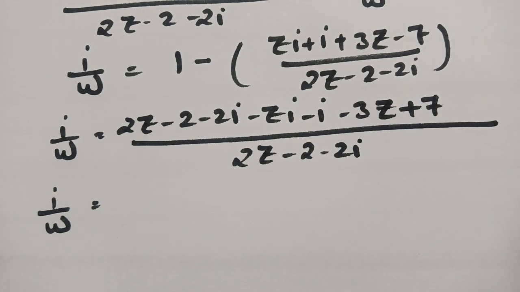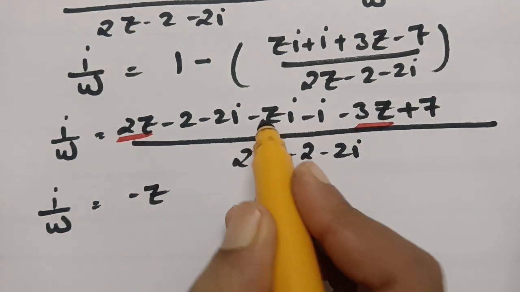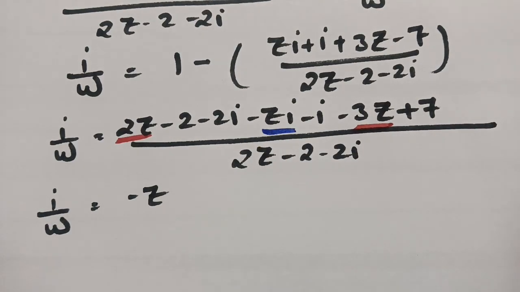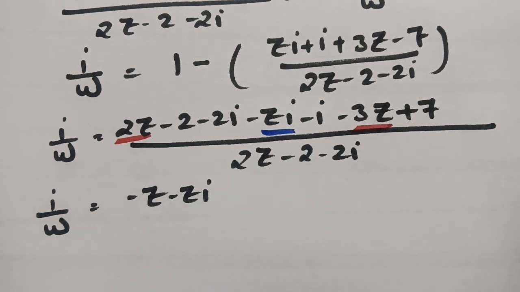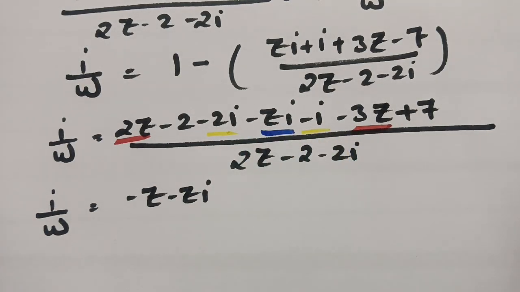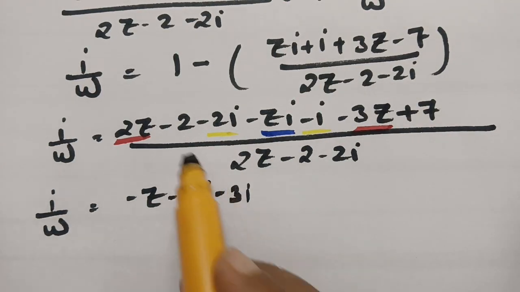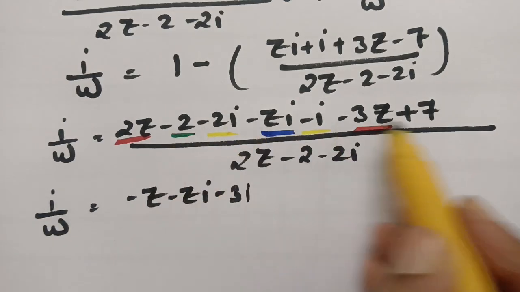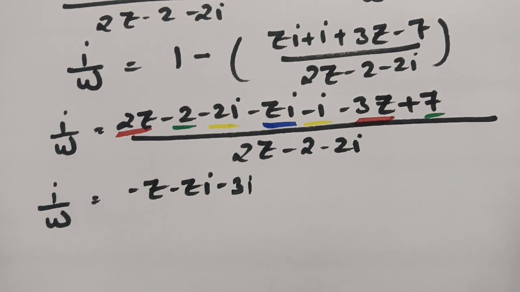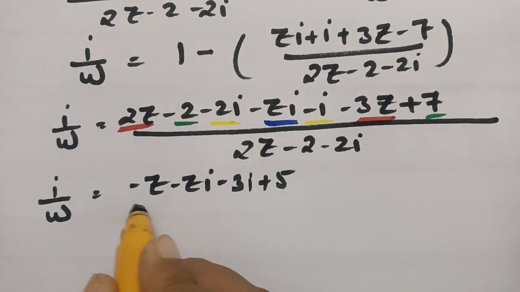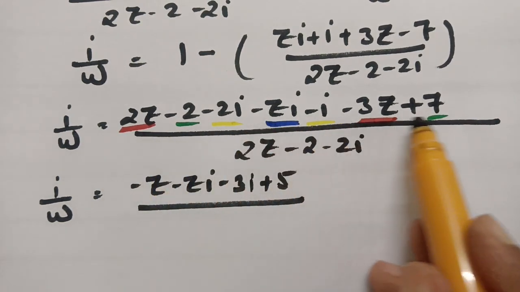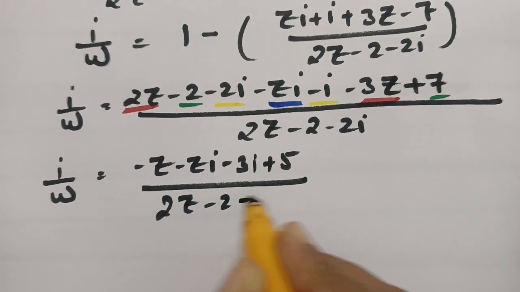So if you see here, this is 2z, 3z, so this is minus z. And here this is minus zi. If you observe this one, this is minus 2i, minus 2i minus i, so this is minus 3i. And next, what else remained here? This is minus 2 and plus 7, so the value here is plus 5. This value is plus 5 divided by 2z minus 2 minus 2i, everything is completed.